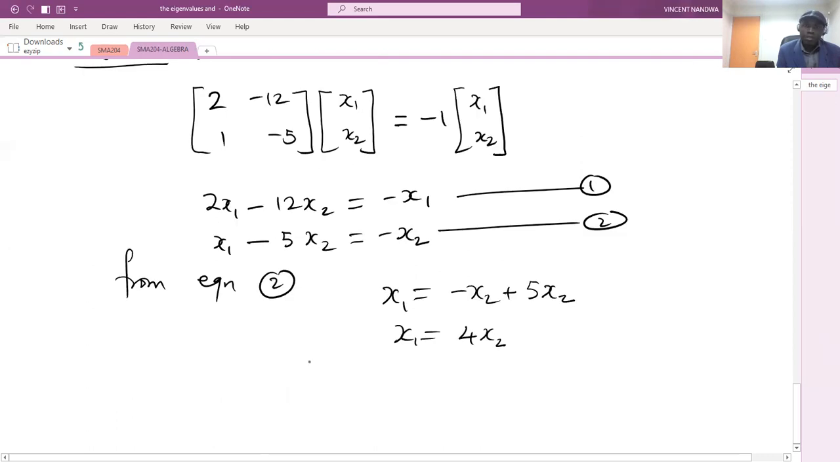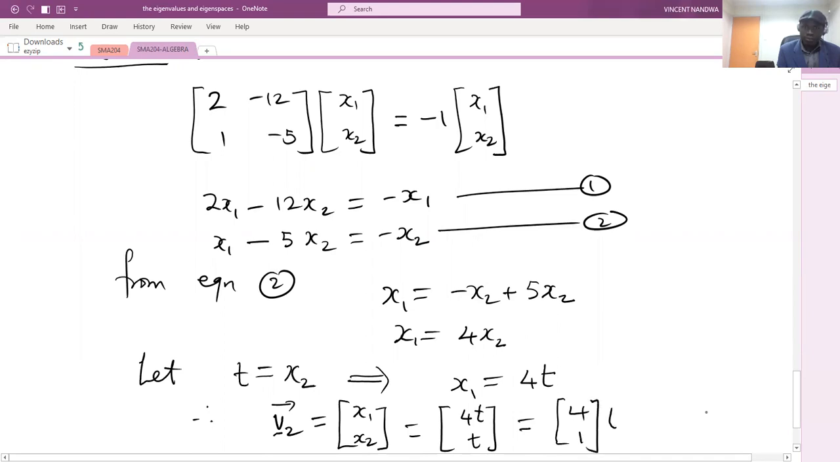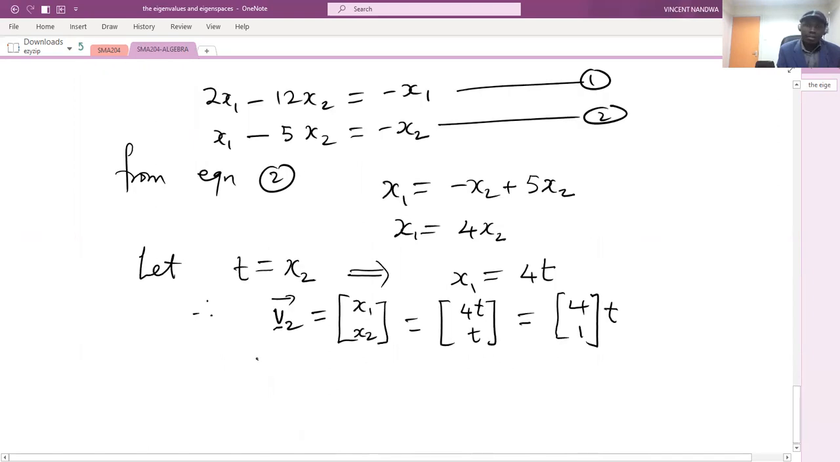So also in this case, x2 is free, so we let t be x2, which means then x1 will be 4t. So therefore, this vector v2 will be x1, x2, which will be 4t, t, which can be just written as 4, 1, and then t. And then fixing t to be 1, we get the basis eigenvector.